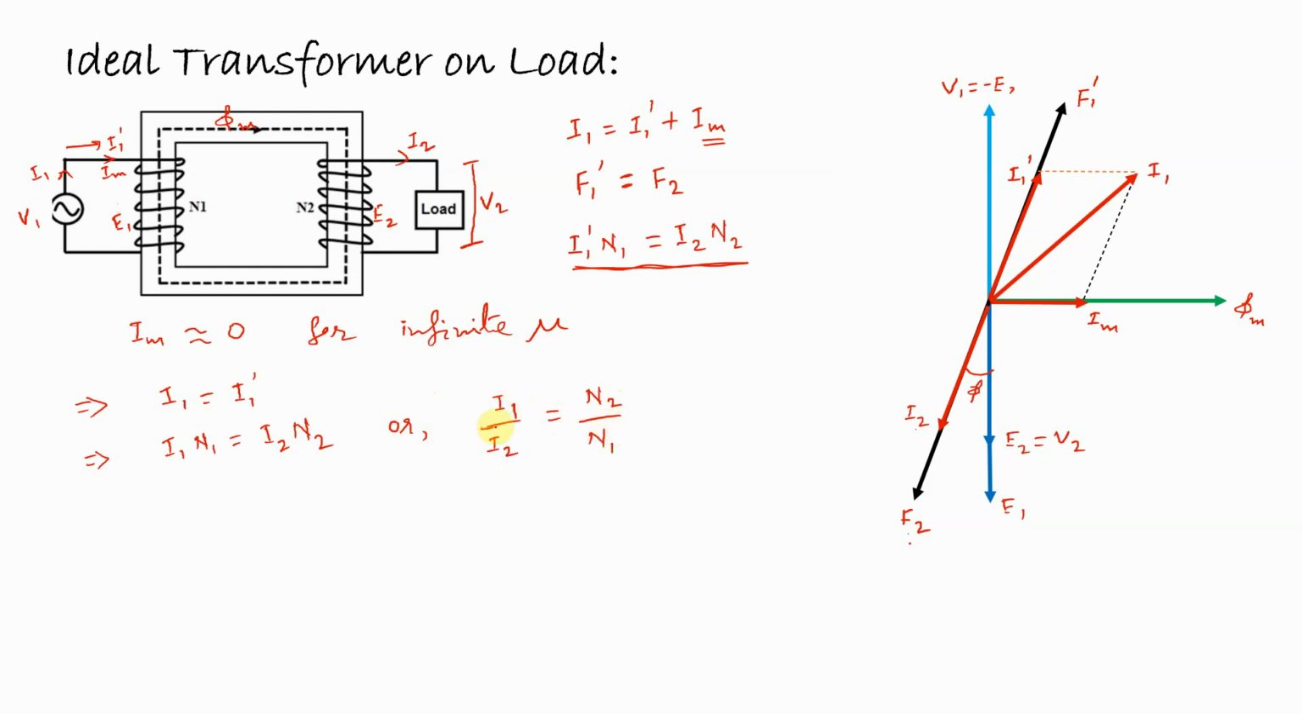Earlier we have also developed another relation with the number of turns. It was V2 by V1, which is E2 by E1, and that is equal to N2 by N1. And now from this relation, it is also equal to I1 by I2. It is the complete relation of the transformation ratio represented by capital K. So this is the relation of the transformation ratio.